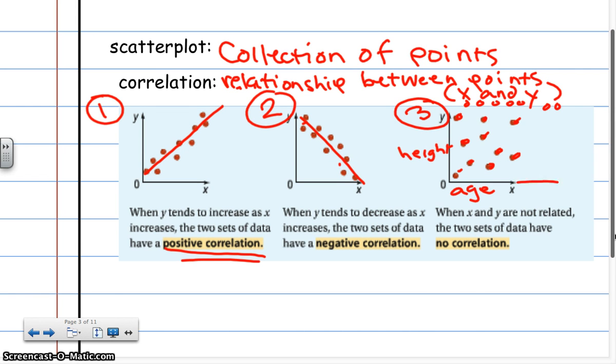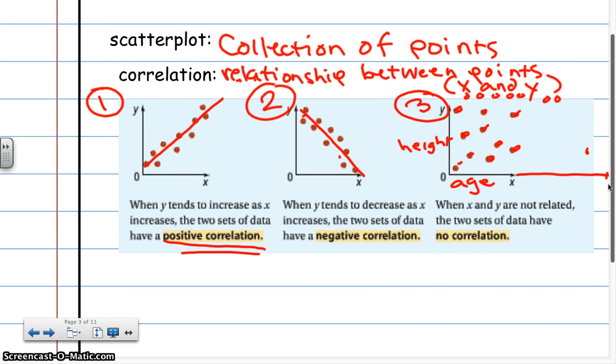Look at me. I'm way over here, and my height is right there. Okay? Whoa. Yep. Well, that works. Okay.